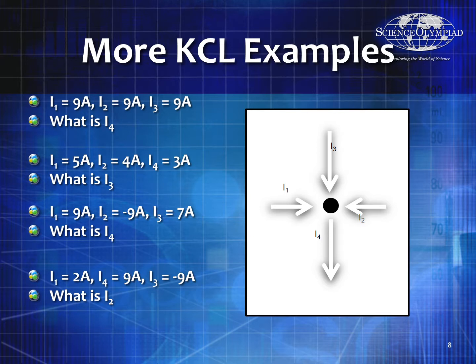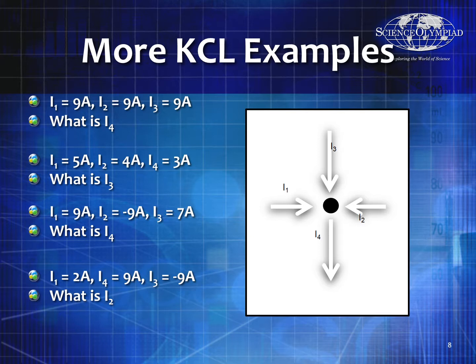So, if I1, I2, and I3 are all 9 amps and that's all my inputs, I4 is going to be 27 amps out. If I1, I2 are 5 and 4 amps and I4 is 3 amps, well, I've got 9 amps coming in, I've got 3 amps going out, so I've got to have another 6 amps coming in. So I3 would have to be 6 amps. Okay, now if I1, I2, and I3 are 9 amps, minus 9 amps, and 7 amps, what's I4? Well, the ins are now 9 minus 9 plus 7, which equals 7. So therefore, I4 must equal 7 amps.